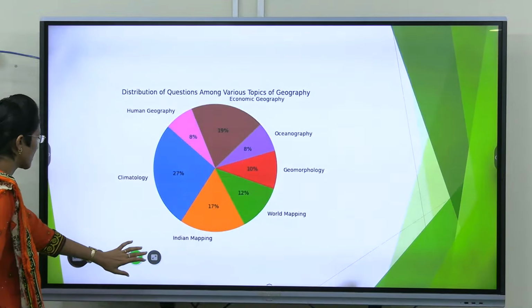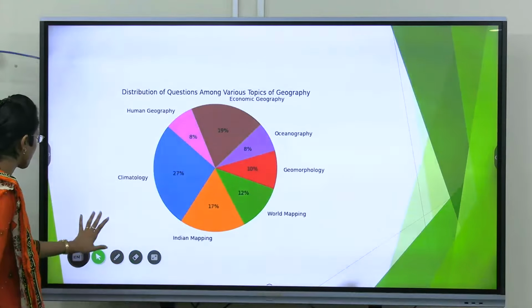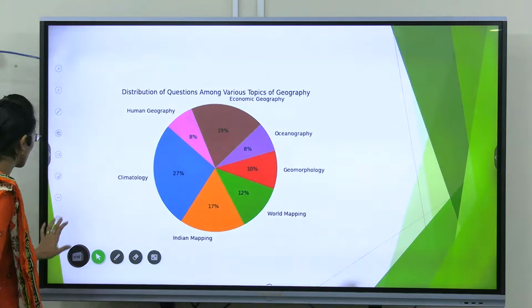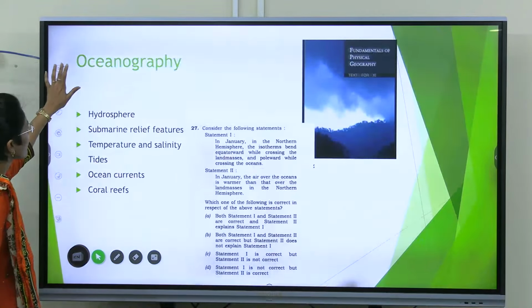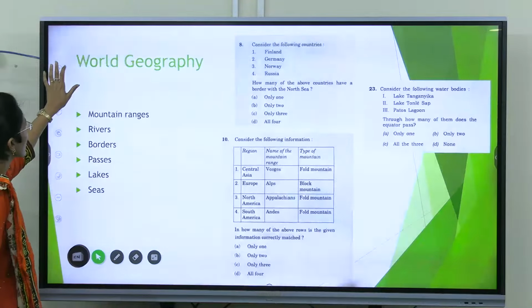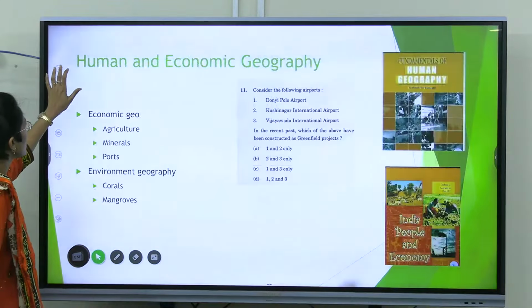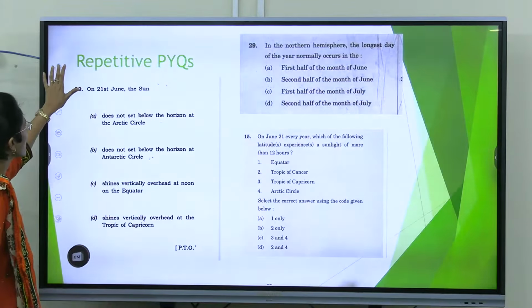So next, we'll go with environment. What is the weightage of environment in UPSC?